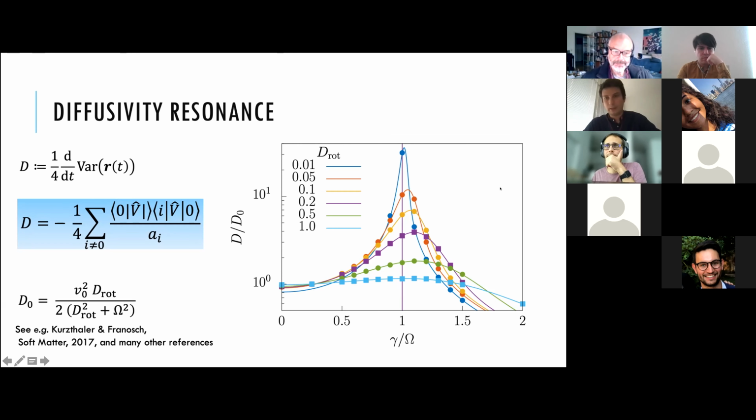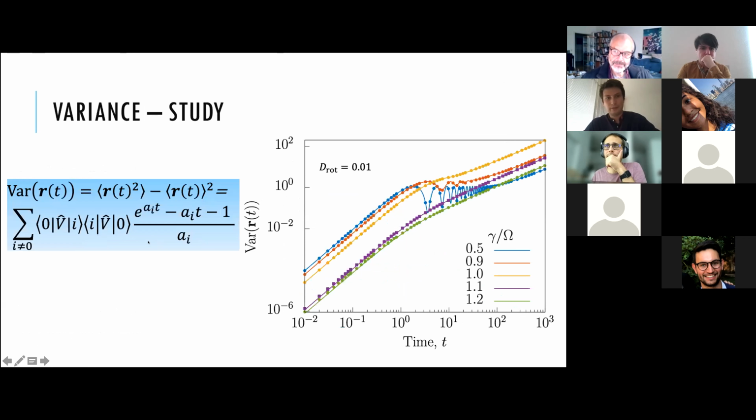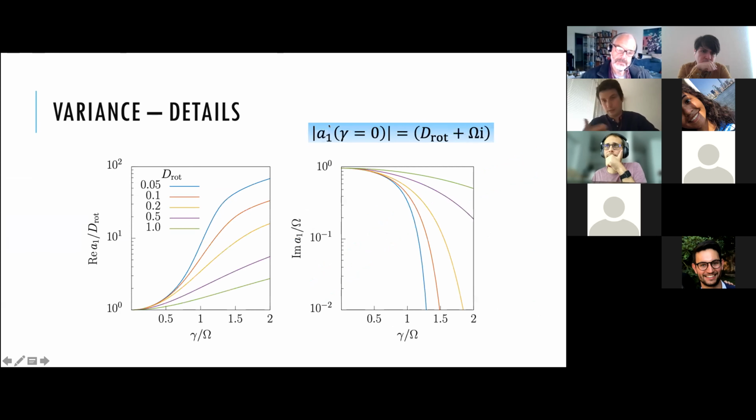And what about the variance itself? The variance itself can also be computed from our theory. And we see that at low driving, we still observe some oscillations in the variance, which get damped as the driving is increased. And then for high driving, we see that the diffusivity is by itself decreased, and there are no more oscillations in the variance.